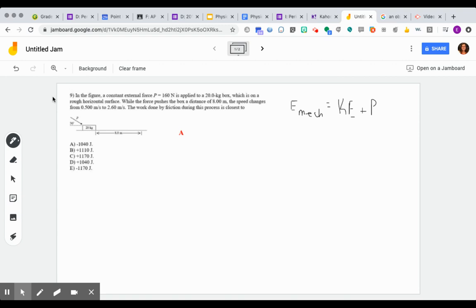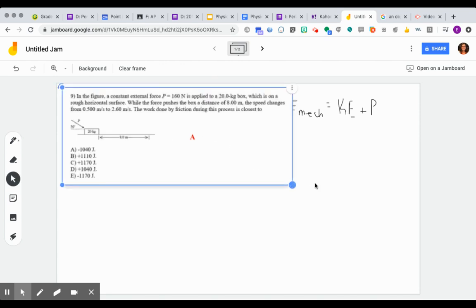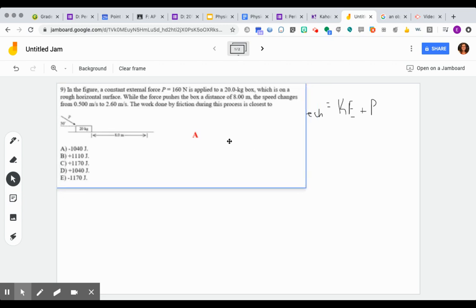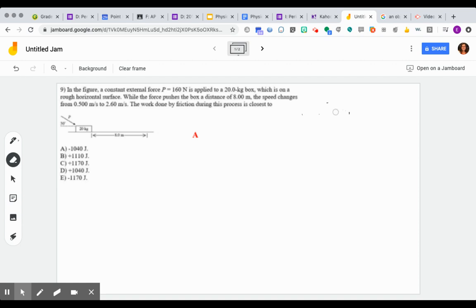Yeah. All right, so I took a picture from the homework and I just pasted it onto what we call a Jamboard. This figure is a little bit hard to see, so I'm going to make it bigger. In the figure we have a constant force. Because we have a constant force, we don't need to use calculus, so that's nice. The external force, they call it P, is equal to 160 newtons, and it's applied to a 20 kilogram box, which is on a rough horizontal surface, which means that there's friction.